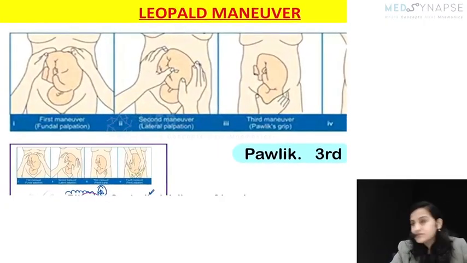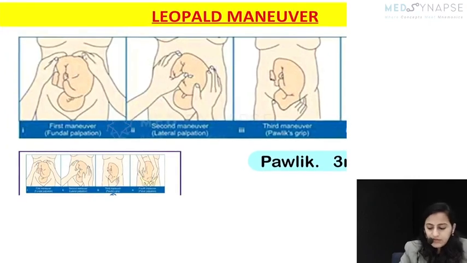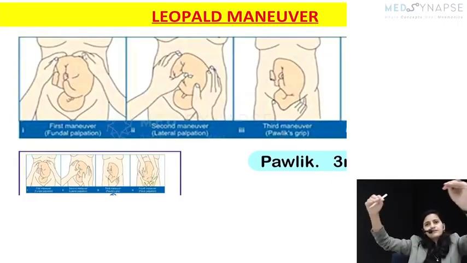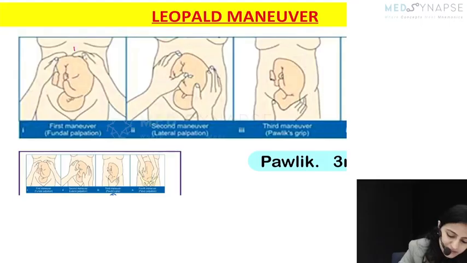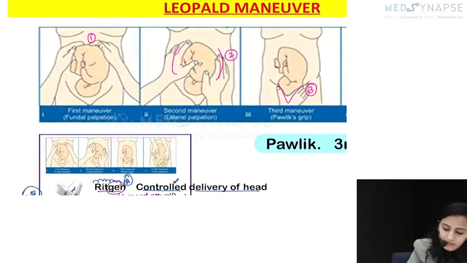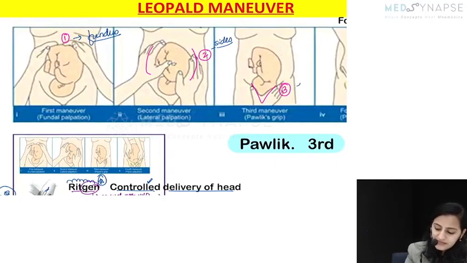The next maneuvers, the Leopold maneuvers: first, second, third, fourth. Remember, first, start from the top, the fundus of the uterus. First, second, third. It is starting from the top. First, then on the side, second, then down at the pelvis, third. So remember, first is fundus. Second is sides. And third is down, that's the pelvis part.